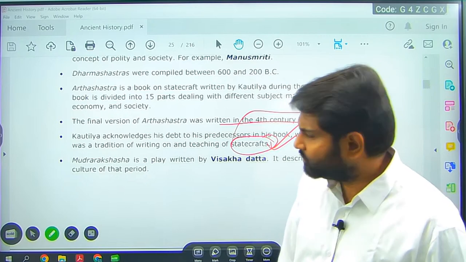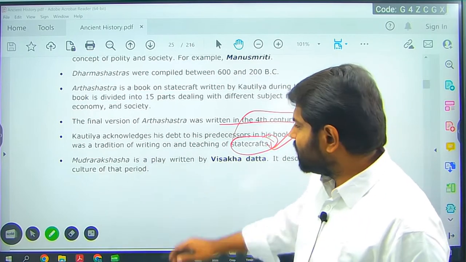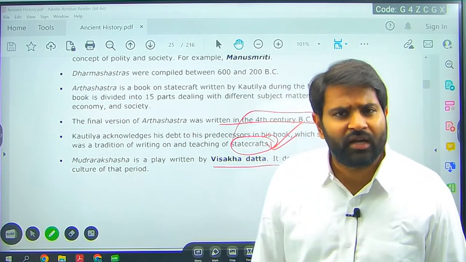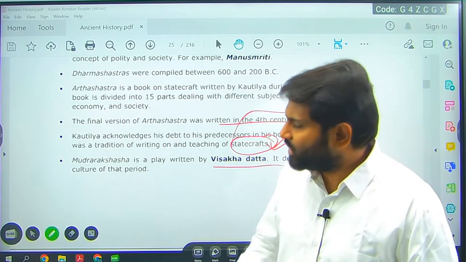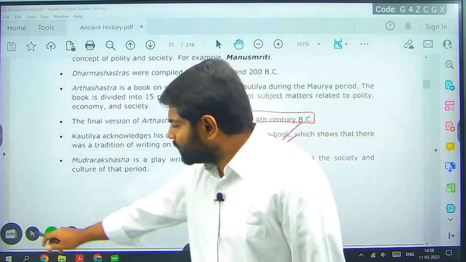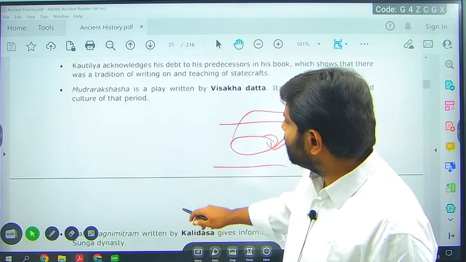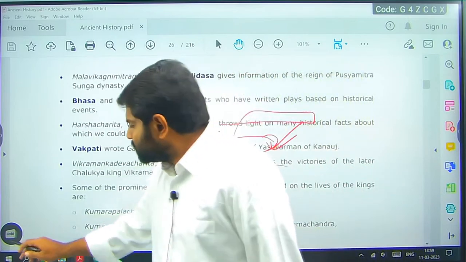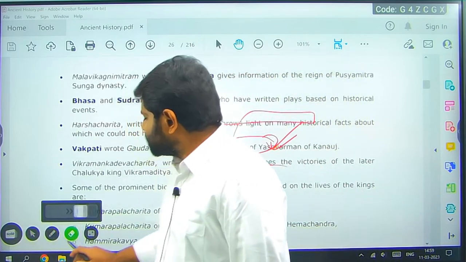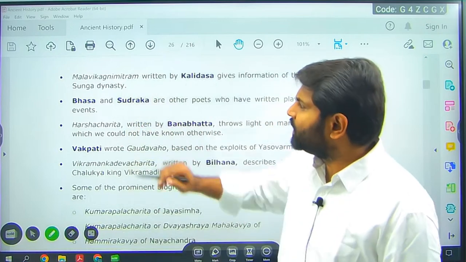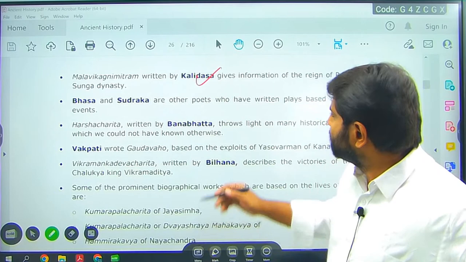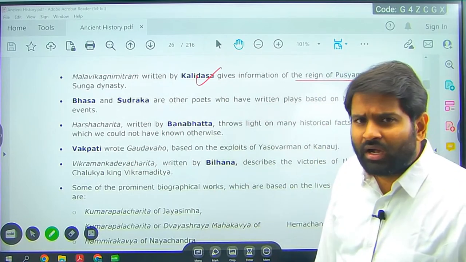statecraft, polity. Mudra Rakshasa is a play written by Vishakadatta, which describes the society and culture of that particular period. Vishakadatta wrote a particular drama, you can say a particular play, that is called Mudra Rakshasa. Apart from that, the text which we are trying to read is Malavikagnimitram by Kalidasa. Kalidasa wrote Malavika Agnimitram, right? He is from the Pushyamitra Sunga time period.